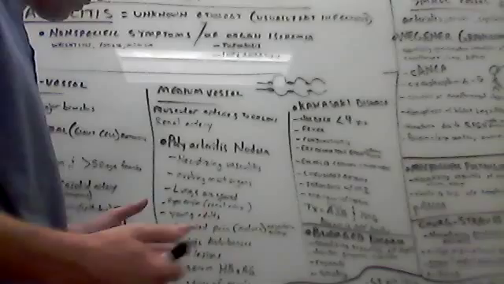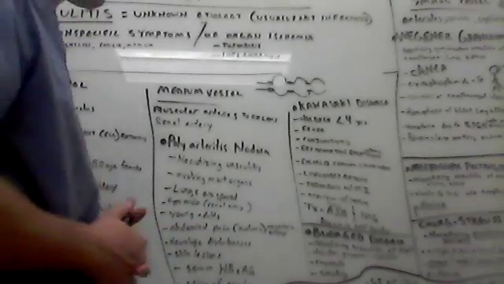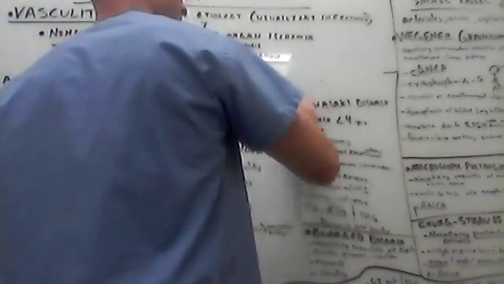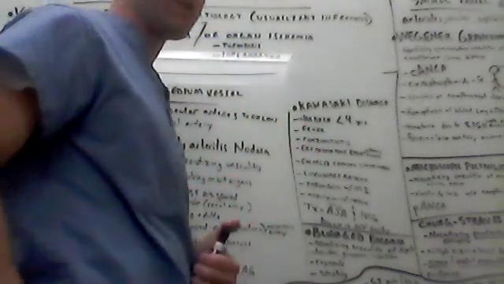And the treatment is going to be corticosteroids and cyclophosphamide, which is kind of the treatment for most of these things. Because again, it's an itis, so it's an inflammation. So you're just going to treat it like you would any other inflammation.